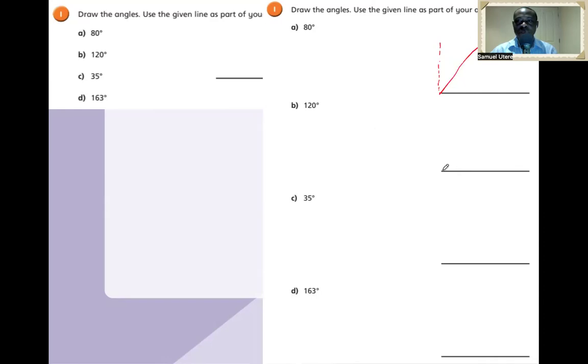This one, 120 degrees, you position the crosshair of the protractor at the end of the line, and then you measure your angle, and your angle will be something like that, 108.20 degrees. 35 degrees will be something like that, and then 163 degrees will be something like that. Okay. All right. So making sure you've used your protractor properly and you've worked hard to do this, you can check your answers.